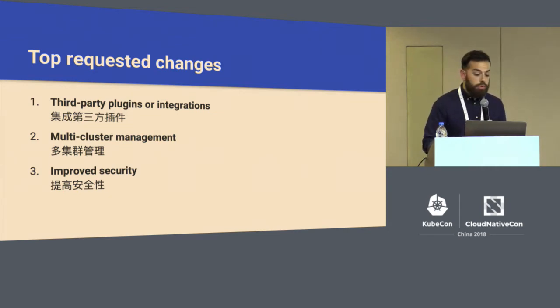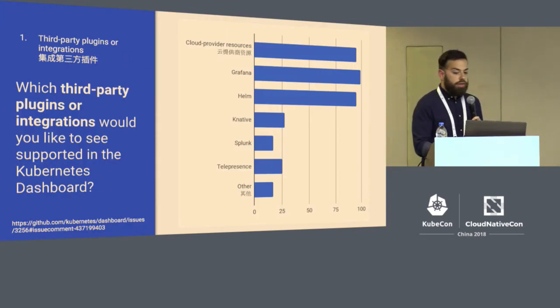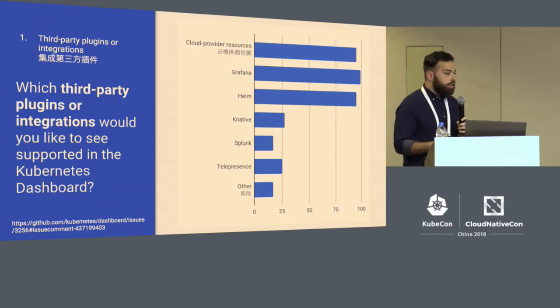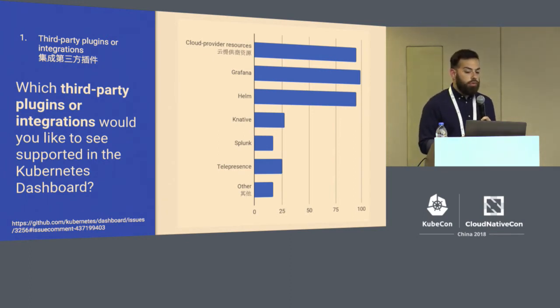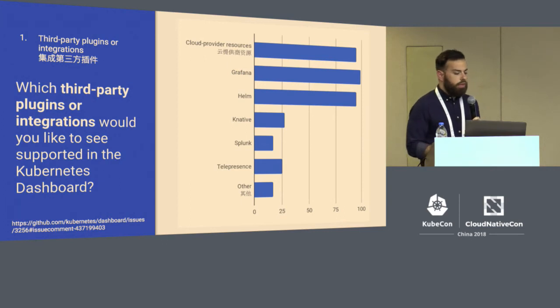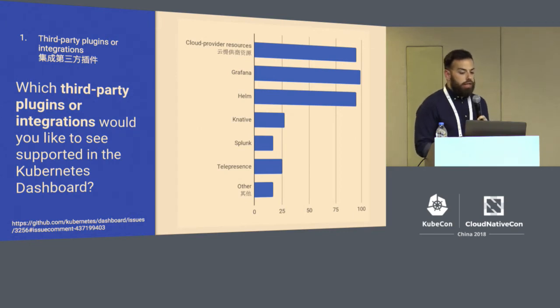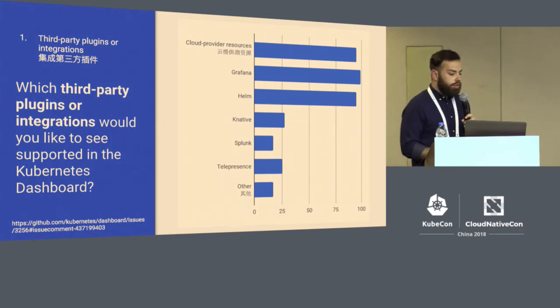And to look into third-party plugins or integrations specifically, again, three came out on top as the most popular. Grafana was definitely the most popular. This makes sense. It's a charting tool and very popular in general, but also fits really well with one of the main ways you can use Kubernetes Dashboard, which is for monitoring your resources. Next was Helm, which is an application package manager. And then third was cloud provider resources. So this was things like load balancers or other resources you might provision from your cloud provider.